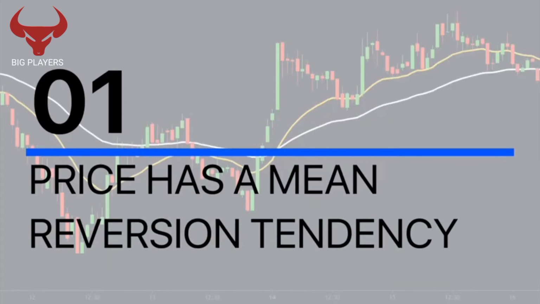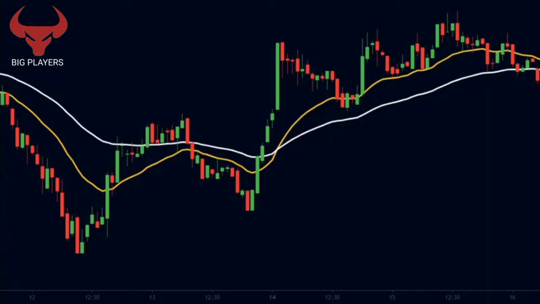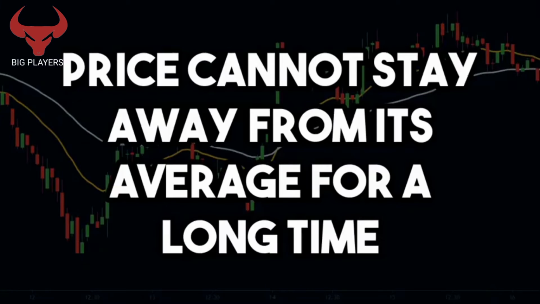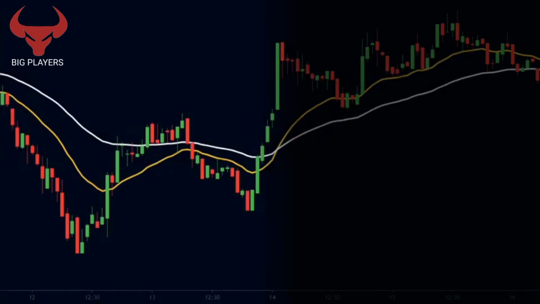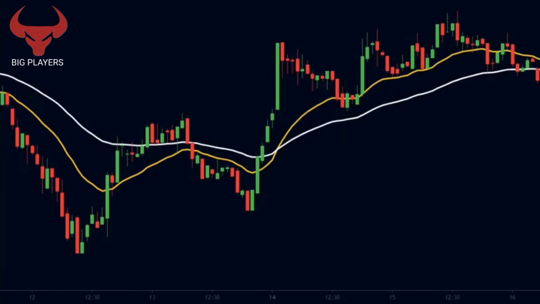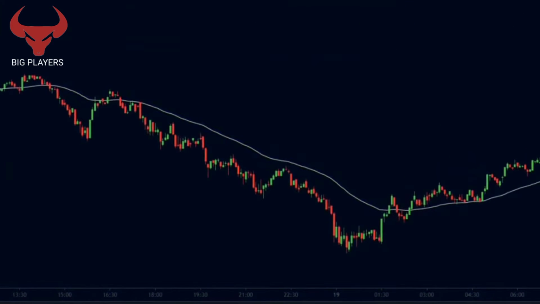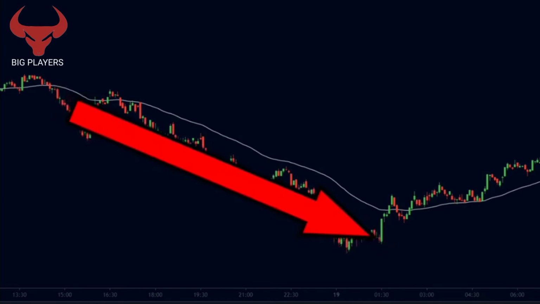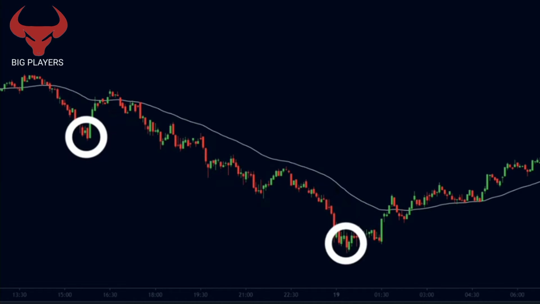Secret number 1. The price has a mean reversion tendency. The price of any asset has a tendency of mean reversion. This means that the price cannot stay away from its average for a long time. To understand this concept, let's plot a 50-period EMA. Here we can see that the market was clearly in a strong downtrend. But whenever the price moved far away from the moving average, a strong upmove will follow soon. Hence, the price does not stay away from the moving average for longer durations.